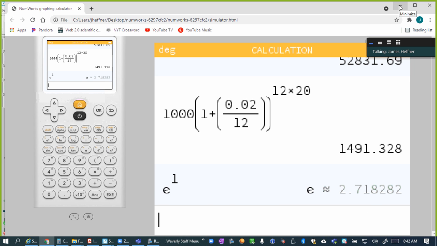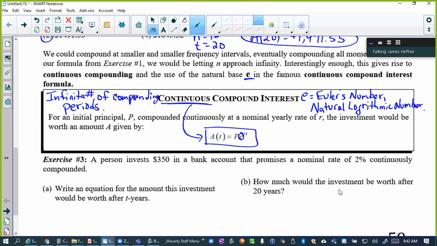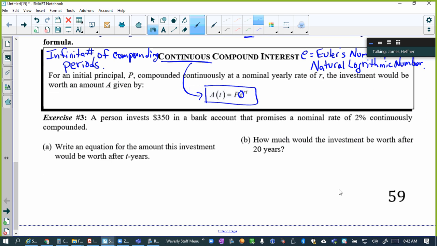So let's go back to here and just look at some examples with this new formula for continuous compounding, all right? So exercise 3. We have a person who invests $350 in a bank. They have a nominal rate of 2%. You see this? Continuously compounded. As soon as you see continuously compounded, this is the formula you go to, okay? Because the other formula cannot handle a continuous or infinite number of compounding periods.